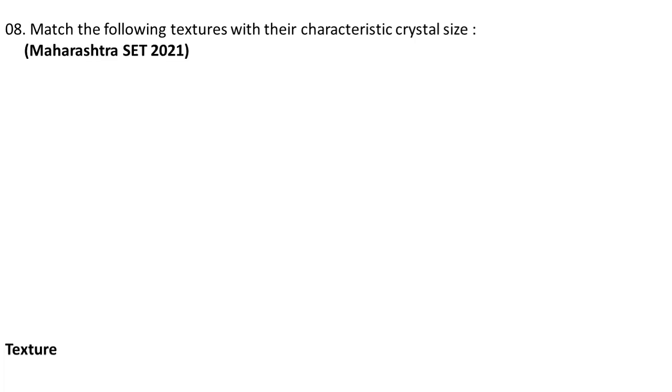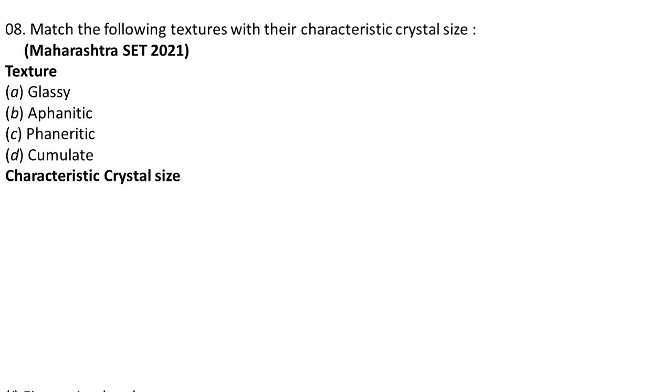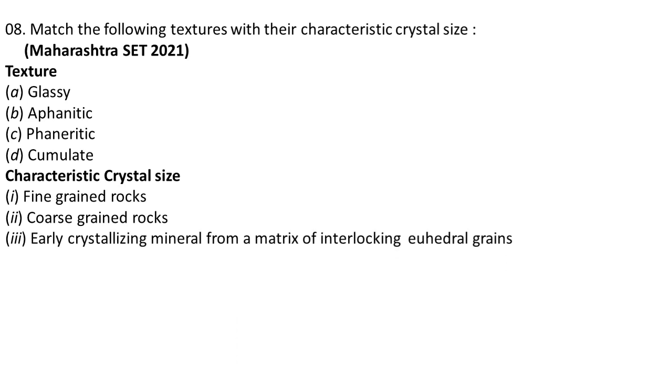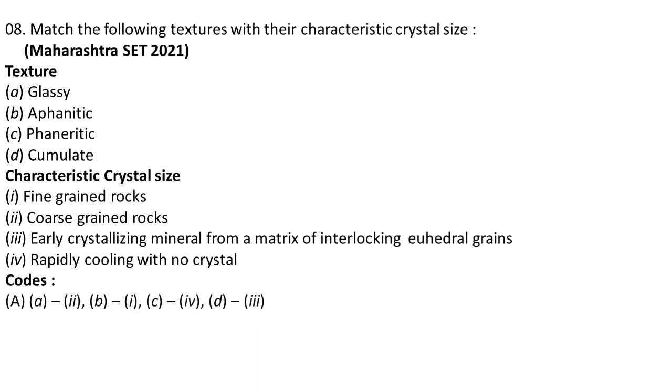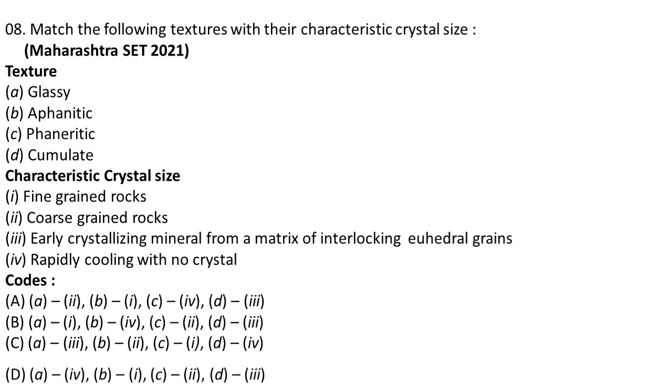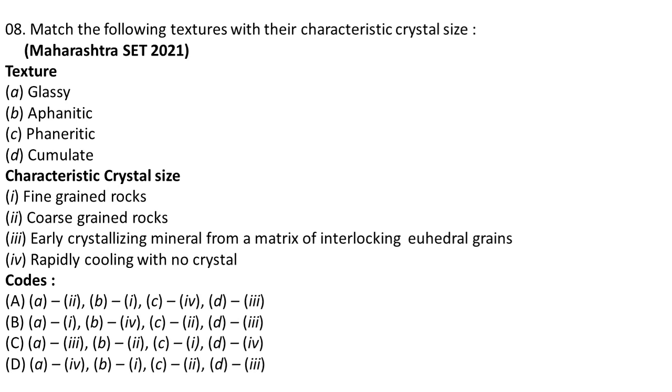Next question. Match the following textures with their characteristic crystal size. The textures are glassy, aphanitic, phaneritic and cumulate, and the crystal sizes are fine grained rocks, coarse grained rocks, early crystallizing mineral from a matrix of interlocking euhedral grains, and rapidly cooling with no crystal. The codes given are: A. A2, B1, C4 and D3; B. A1, B4, C2 and D3; C. A3, B2, C1 and D4; and D. A4, B1, C2 and D3. So from these the correct option is D.